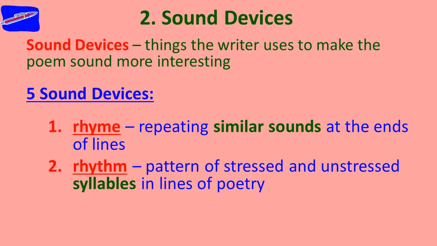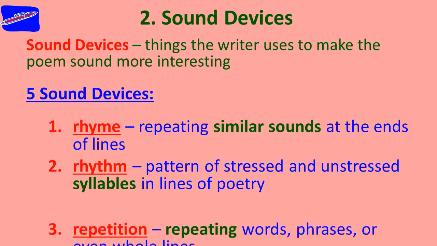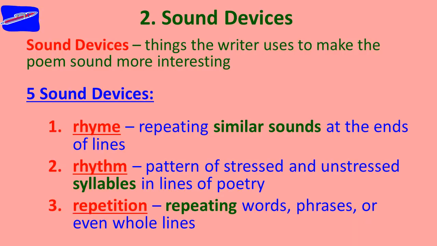Our third sound device is called repetition. This is when a poet deliberately repeats words, phrases, or even whole lines or stanzas. Usually authors repeat things for emphasis. The more you say it, the more important it must be and the more likely your reader will notice it.